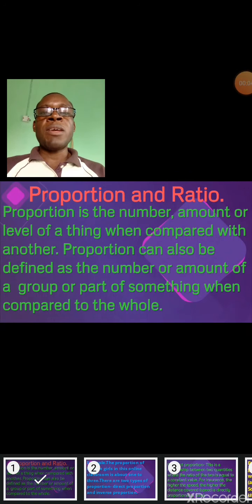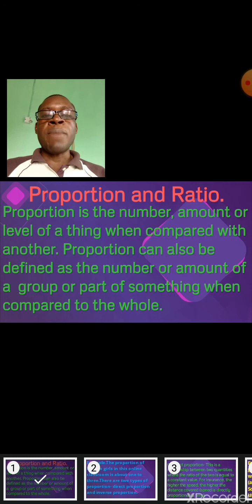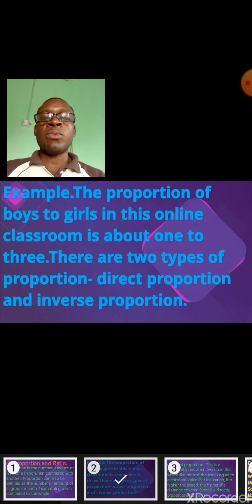I remain your mathematics teacher, Mr. Ocholo Humphrey C. The topic we're looking at today is proportion and ratio. Proportion is the number, amount, or level of a thing when compared with another. Proportion can also be defined as the number or amount of a group or part of something when compared to the whole. Example, the proportion of boys to girls in this online classroom is about 1 to 3.